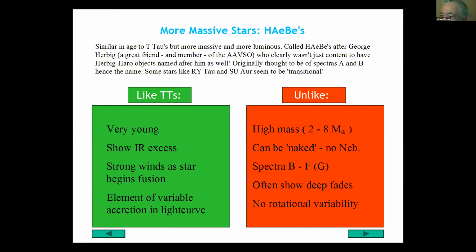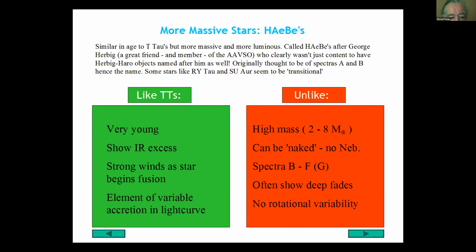George Herbig was a great friend of the AAVSO, and he studied these stars, which are of types A and B, and they show strong emission. So for that reason, they're called Hades. I call them Hades anyway. They're very like T Tauri stars, except they're more powerful and more luminous. So yes, they are still very young stars.